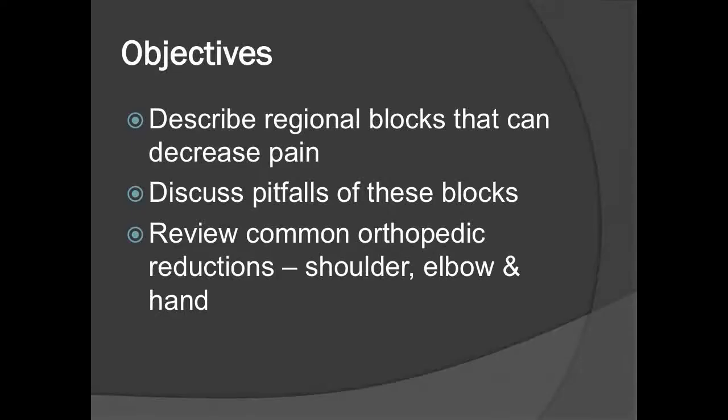So here are our objectives today. We want to discuss and describe these regional blocks that can help decrease pain for our patients, and also talk about some of the pitfalls of these blocks, like maybe why they're not working for you, and then review some common reductions. We're going to talk about reductions of the shoulder, the elbow, and of the hands.